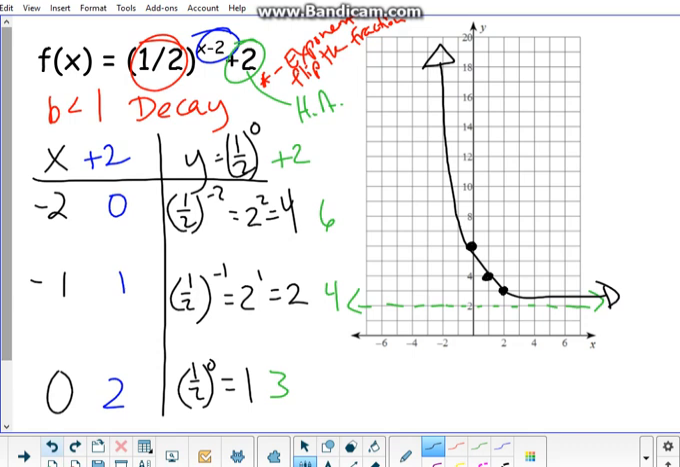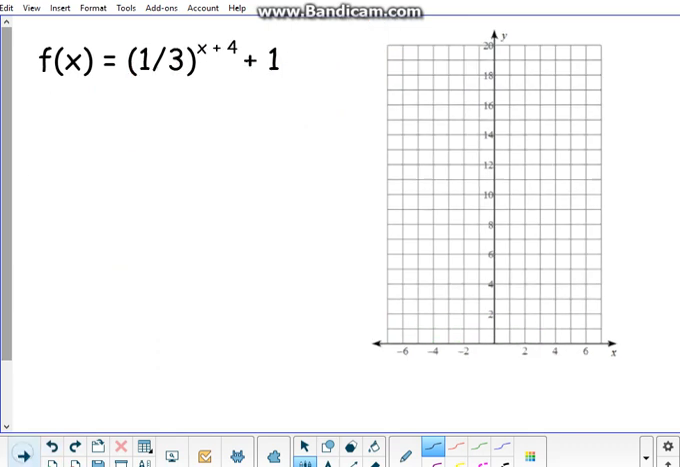So it's kind of like a reflection, right? The whole thing has just been flipped horizontally, I should say. As you get further along the axis on the right-hand side, you're going to get smaller. As you get further along the x in the negative direction, you're going to be getting larger values. And that's going to be our shape for exponential decay. Let's go ahead and take a look at another one.